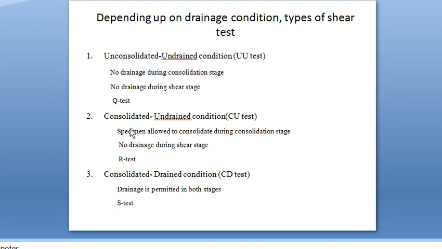And the second one, the CU test, the consolidated undrained condition, takes a time in between the UU test and the CD test. So in between Q and S, what is the letter? R. So the name R test came. There is no other word meaning for this R. Since it is in between the Q test and the S test, it is termed the R test. This is the classification of shear tests based on drainage condition as UU test, CU test, and CD test. Every shear experiment we can conduct in any of the three conditions. It can be conducted as a UU test, a CU test, or a CD test.